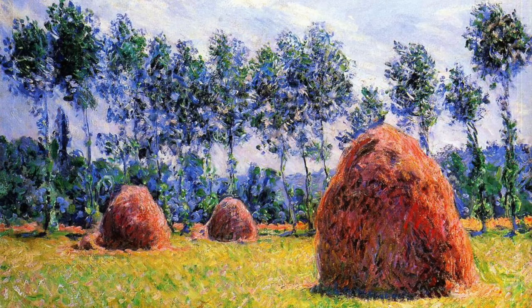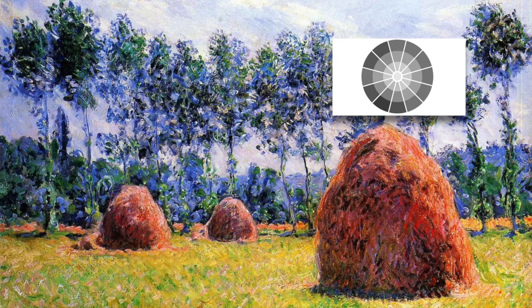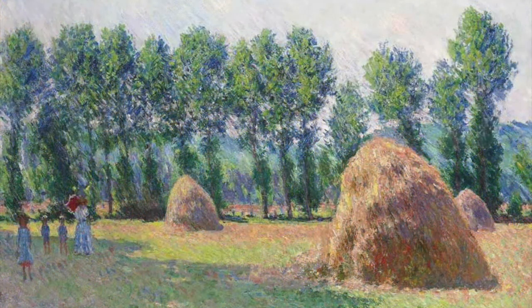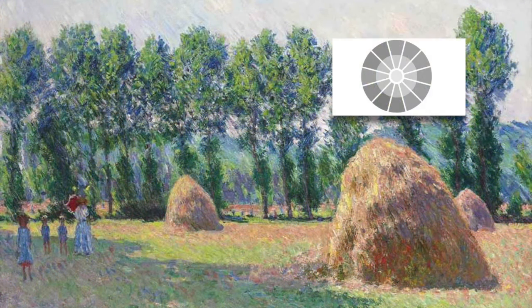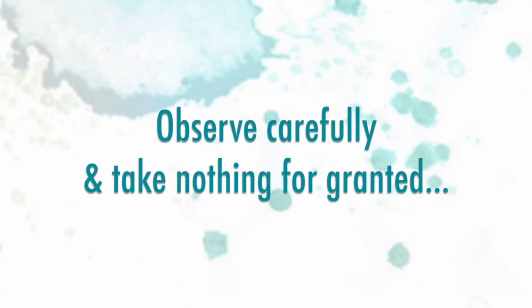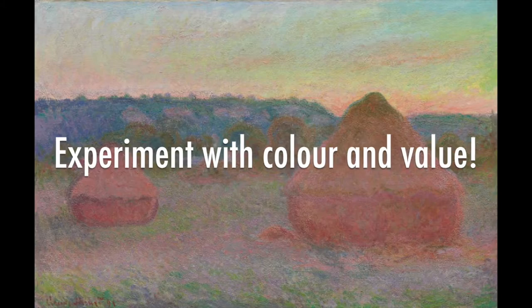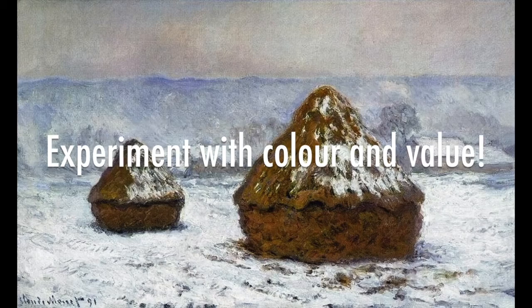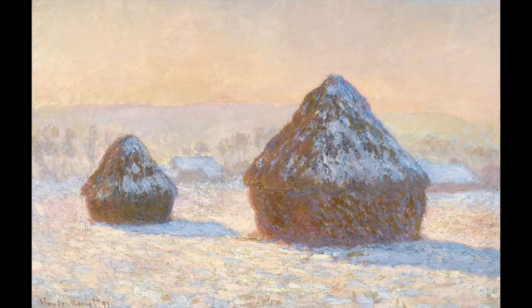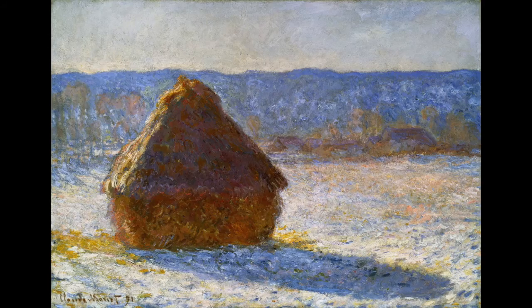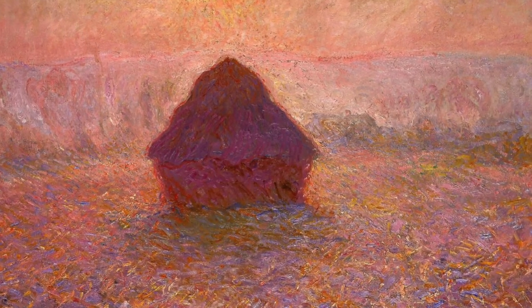A clear, bright, sunny day may have strong shadows and lots of contrast, so you'll have a full range of values. A hazy day may have a more subtle range of value and appear paler overall. It's important to observe carefully and to take nothing for granted. You should also experiment too by exaggerating the differences between value and temperature to increase atmospheric perspective.